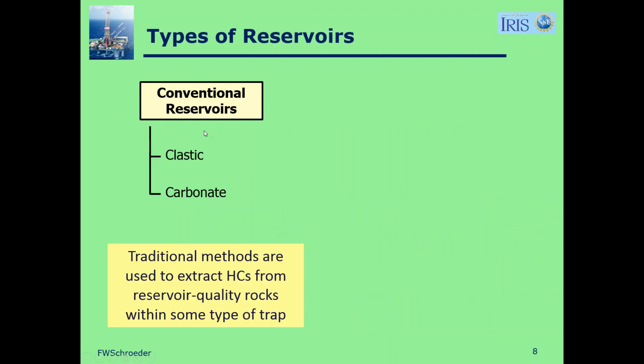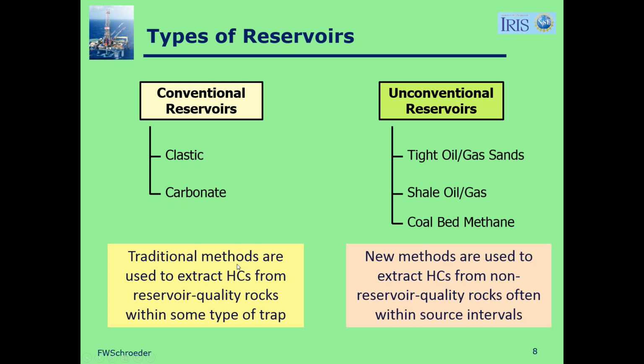The types of reservoirs, I'll mention a little bit about conventional reservoirs, and we have two: clastic reservoirs and carbonate reservoirs. And conventional means that we can use what we might say are traditional or time-tested methods to extract hydrocarbons from rocks that have good porosity and permeability.